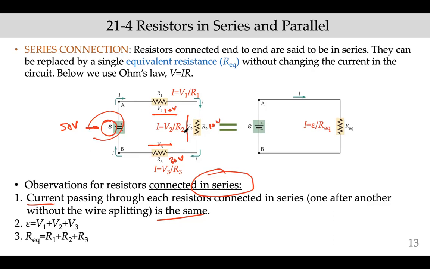Finally, as we mentioned, if you want the equivalent resistance, all you have to do is add them up. Of course, this formula is only valid in series. If they're connected in parallel, which we will see in a second, we will have a different formula.